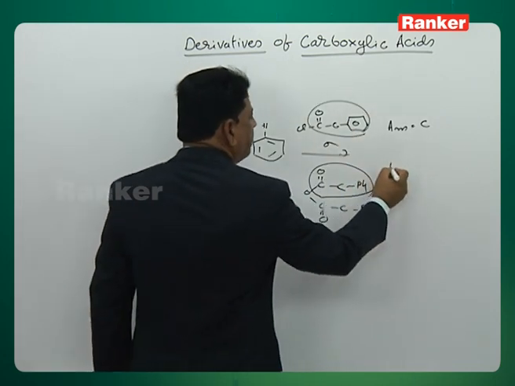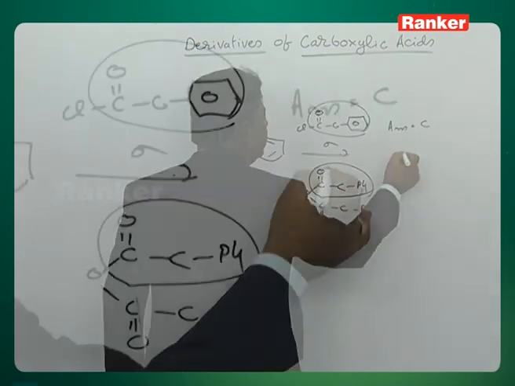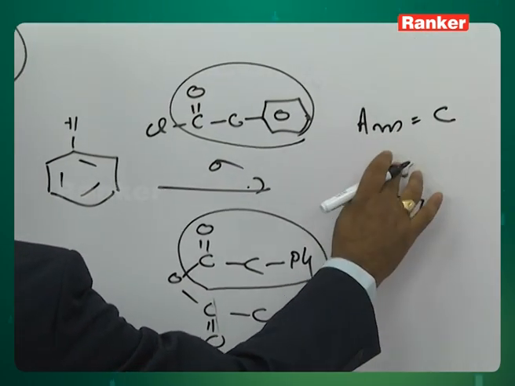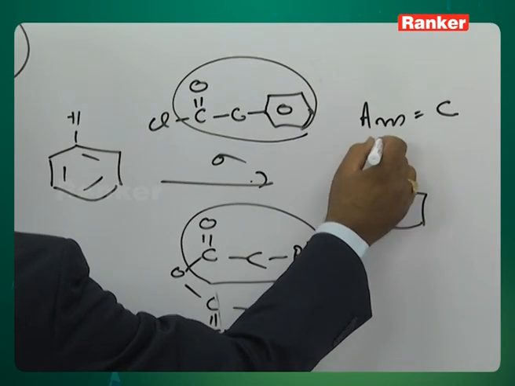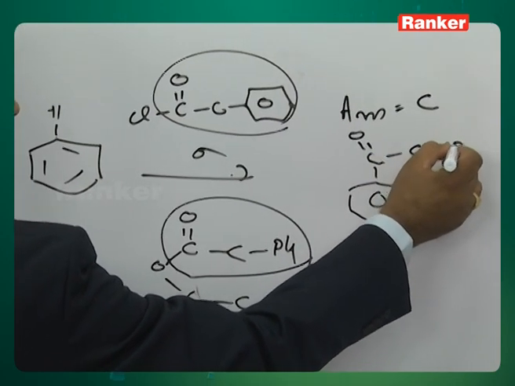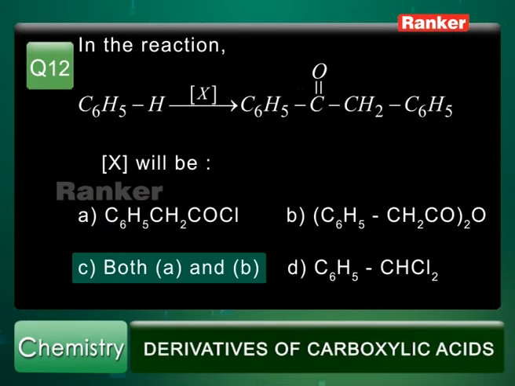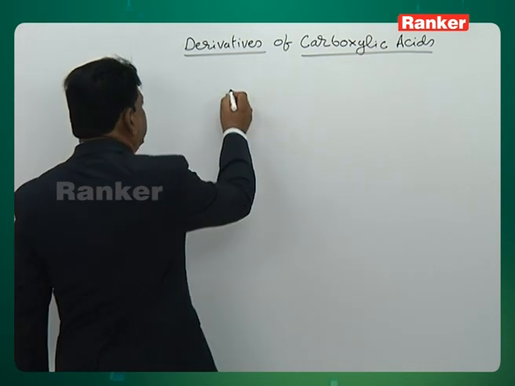So, finally what happens is a Friedel-Crafts acylation on the benzene, through a keto group inserted with a carbon and the phenyl. So, this is the Friedel-Crafts acylation reaction. So, option A and B both are correct, therefore, the answer C is the right answer. So, let us go to the 13th question.